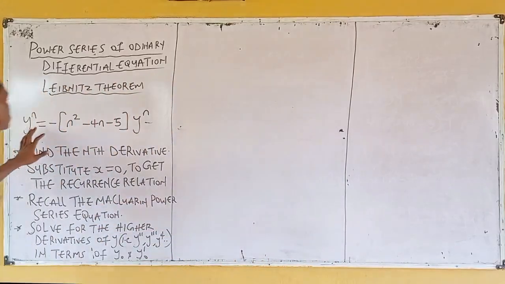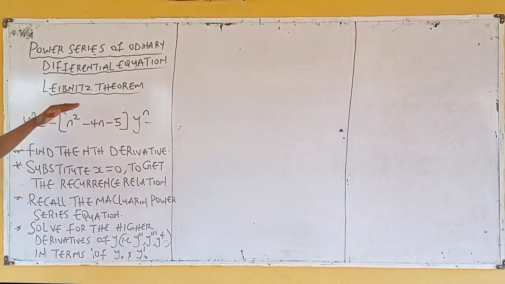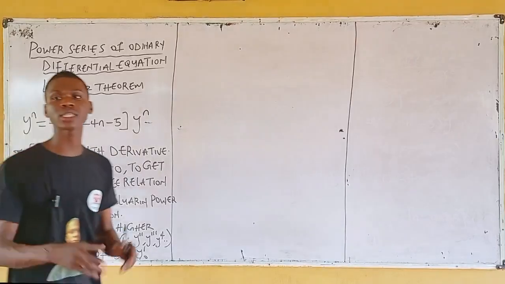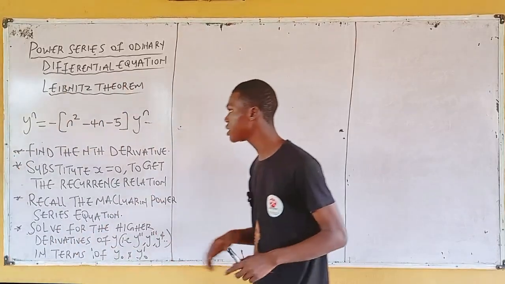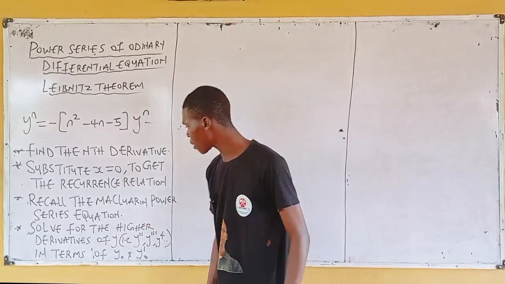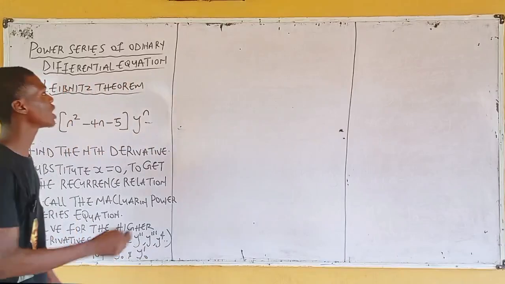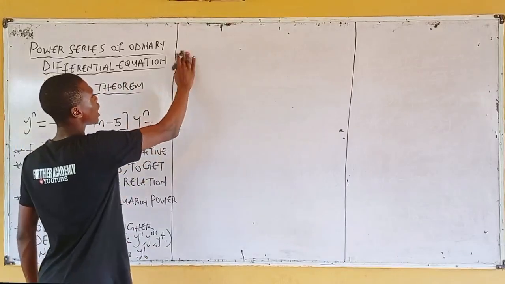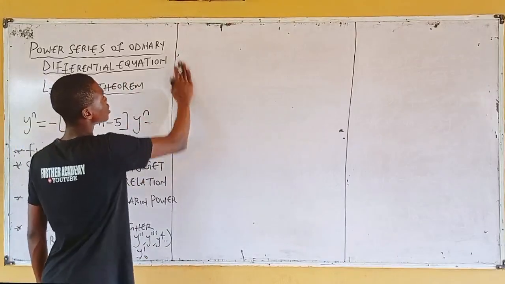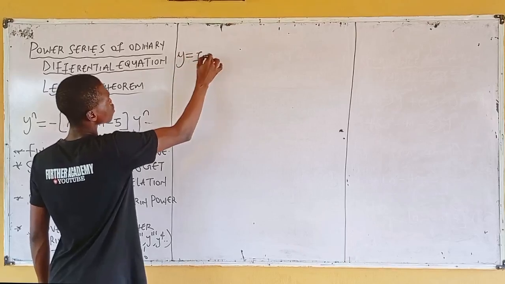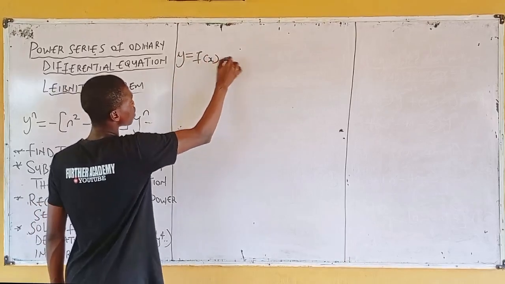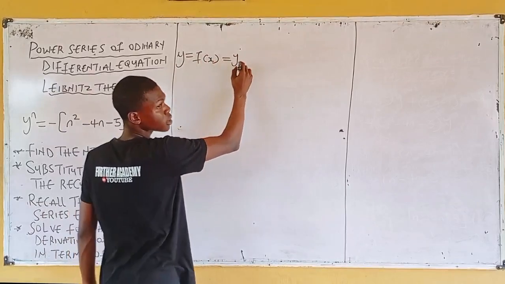Out of all these steps, we've only implemented the first 2 steps so far. So step 3, we call the Maclaurin power series solution. By Maclaurin power series solution, we are saying that y, which equals f of x, is equal to the following.